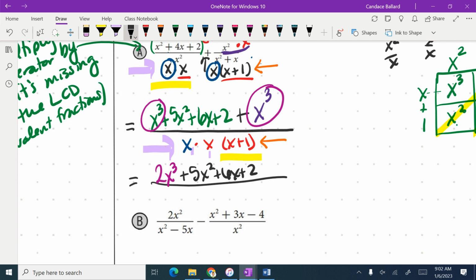And then the denominator, the only thing I might do differently is combine these back together, but I would not distribute in any way. So x times x, I'd probably put back to x squared and then x plus 1. And that's it.